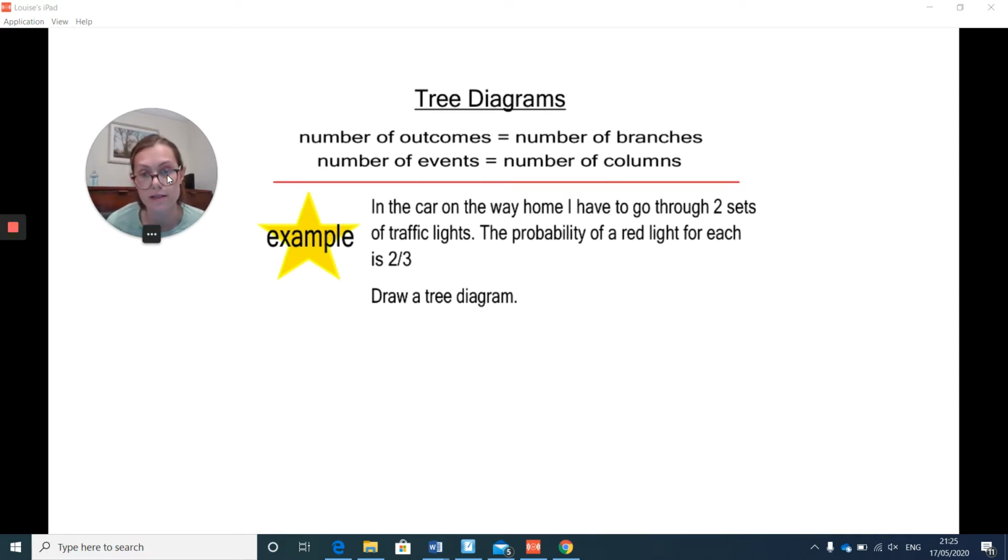So if we look at this example, in the car on the way home, I go through 2 sets of traffic lights. The probability of a red light for each is 2/3. Draw a tree diagram. Well, you've got to be really clear what your events are. So let's have a think about events here. So my first event is the first traffic lights.